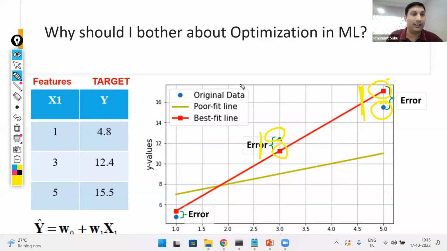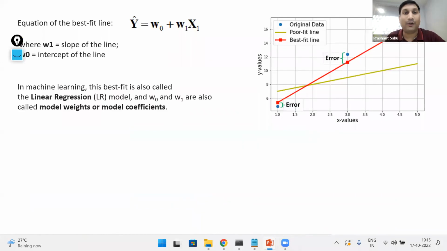I've just kept that plot on the right side once again for reference. So my intention is to find the equation of the best fit line, which I'm representing by a red colored line here. And I have also given a very bad fit, a poor fit line, which is represented by a yellow line there, just for comparison, how a best fit line would look and how a poor fit line would look.